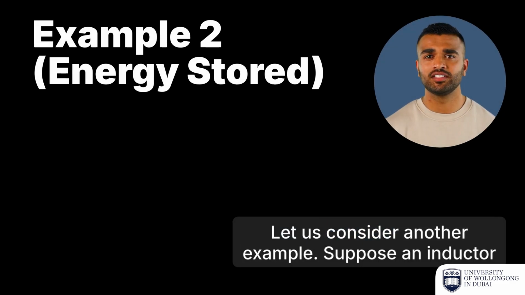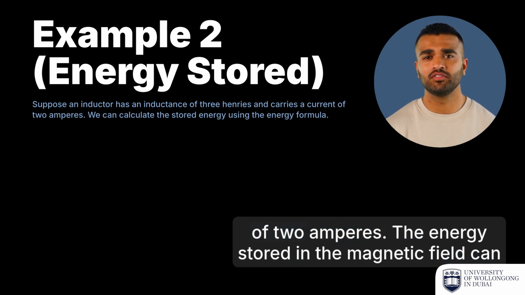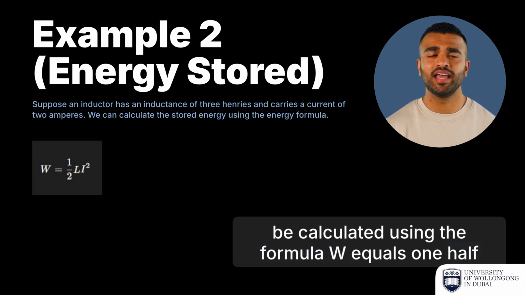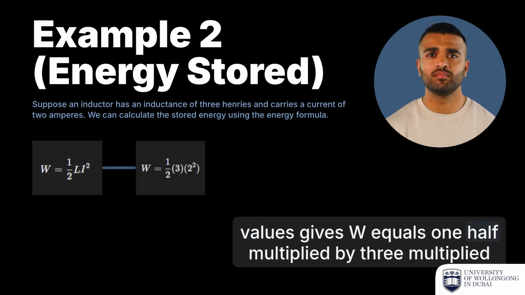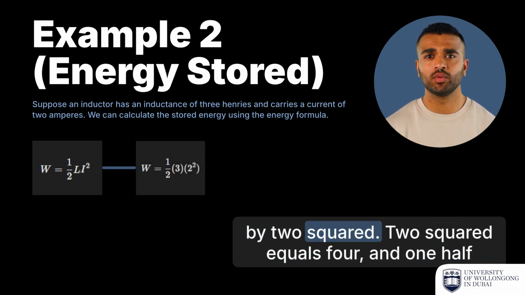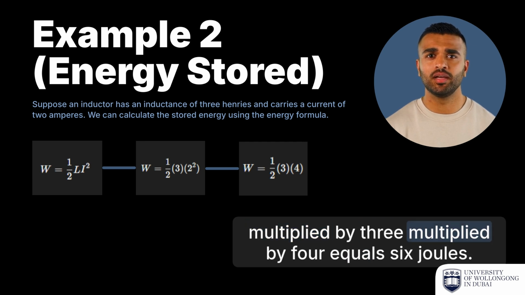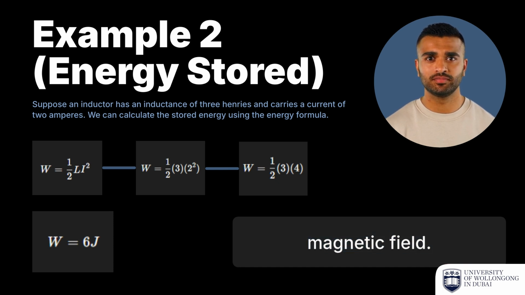Let us consider another example. Suppose an inductor has an inductance of 3 henries and carries a current of 2 amperes. The energy stored in the magnetic field can be calculated using the formula W equals 1/2 multiplied by L multiplied by I squared. Substituting the values gives W equals 1/2 multiplied by 3 multiplied by 2 squared. 2 squared equals 4, and 1/2 multiplied by 3 multiplied by 4 equals 6 joules. Therefore, the inductor stores 6 joules of energy in its magnetic field.